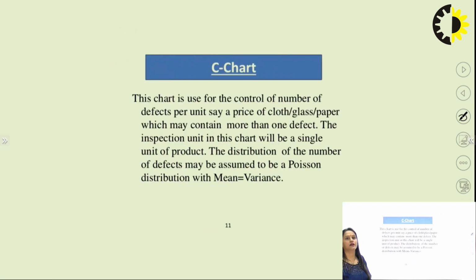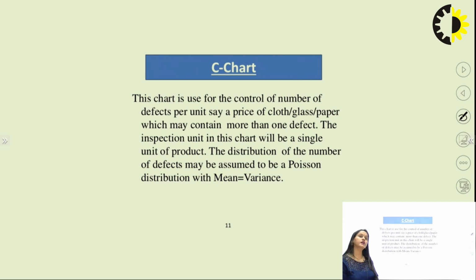When to use the C chart? As I have already told you in the first slide, the C chart is for defects per unit. Let us say we have a cloth, glass or paper, which may contain more than one defect. So whenever there is more than one defect, we always use the C chart. For the C chart, we apply the Poisson distribution, and we know that in the Poisson distribution, mean and variance are always the same.